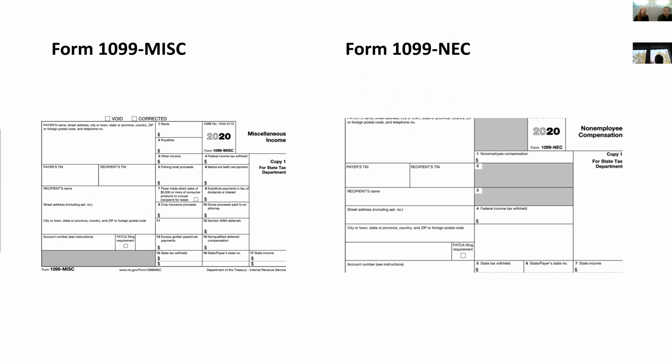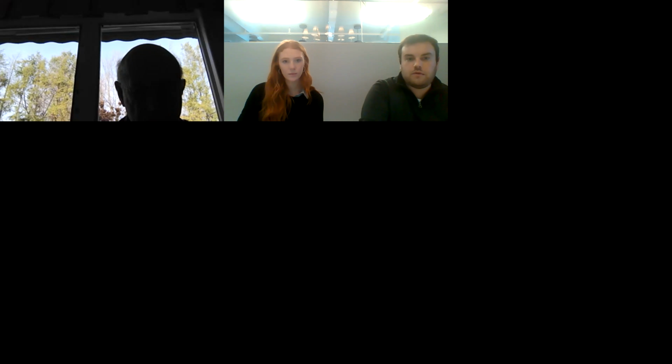Box 7 on the Form 1099-MISC is now going to be different than what it was in previous years. It's now moving towards 1099-NEC. So very quickly, we're going to show you the file that we use for conducting this, and Molly's going to go over this with you guys.